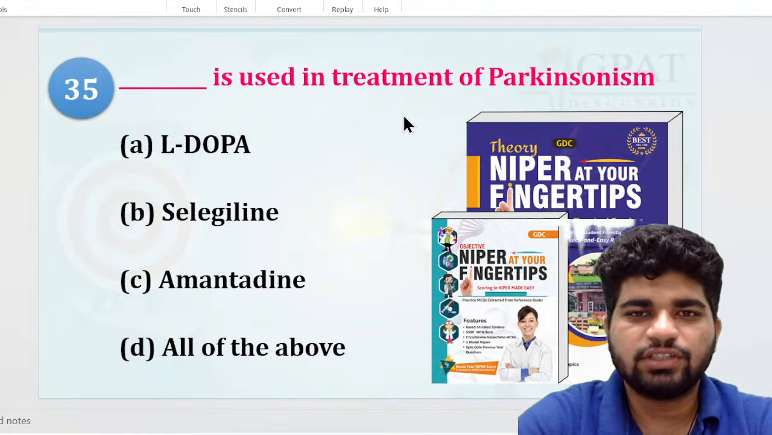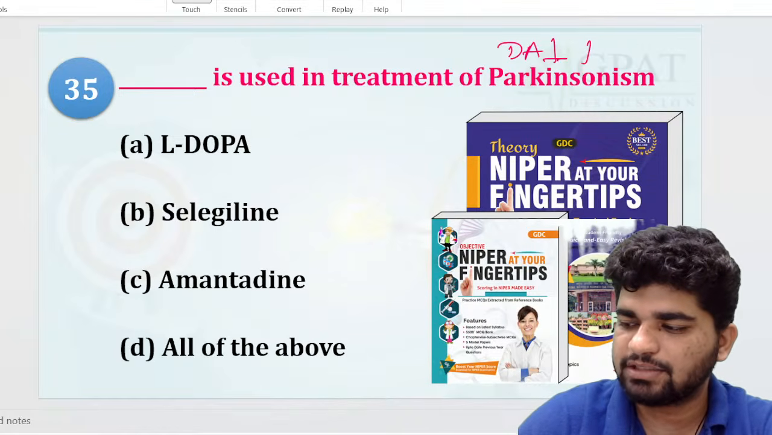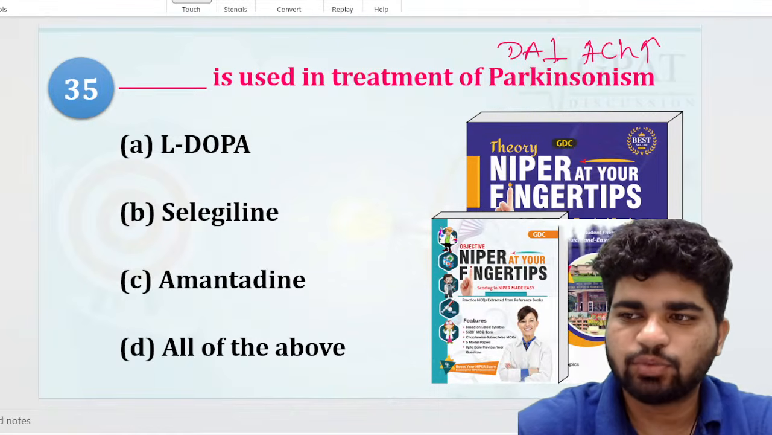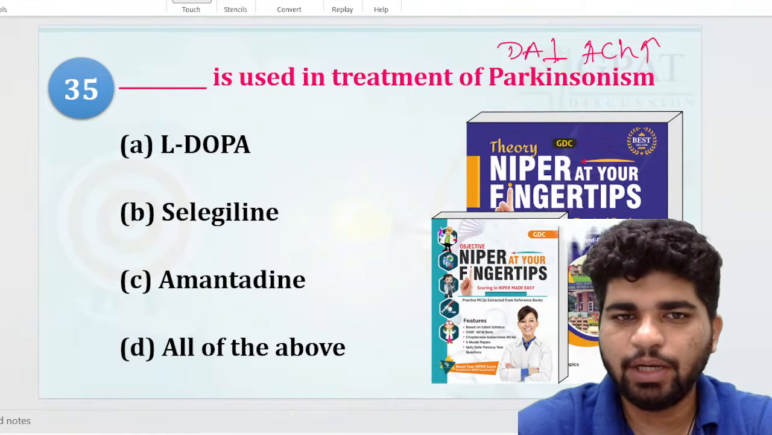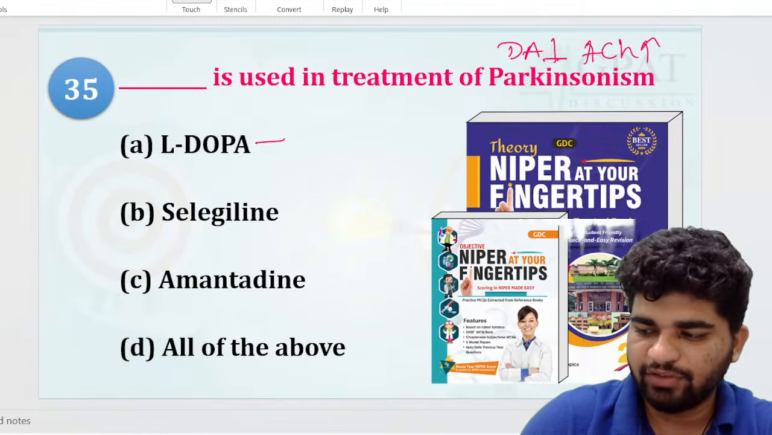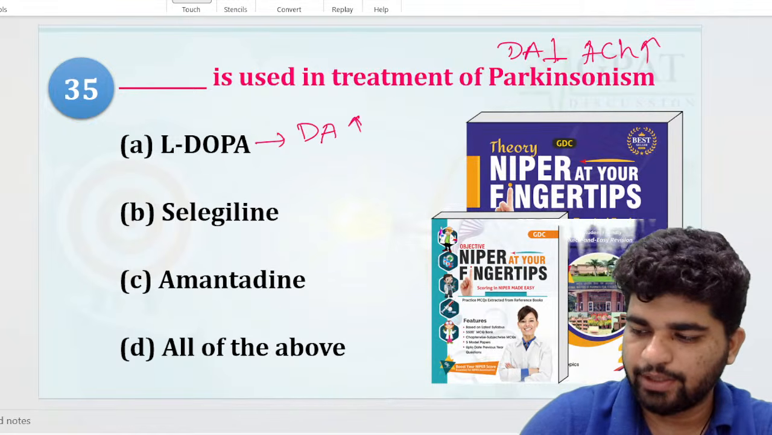So, this is used in the treatment of Parkinsonism. What happens in Parkinsonism, guys? Dopamine level is going to be decreased, and acetylcholine level is going to be increased, right? Is it L-dopa, selegiline, amantadine, or all of the above? L-dopa, obviously, is a pro-drug for dopamine. The dopamine is going to be elevated.